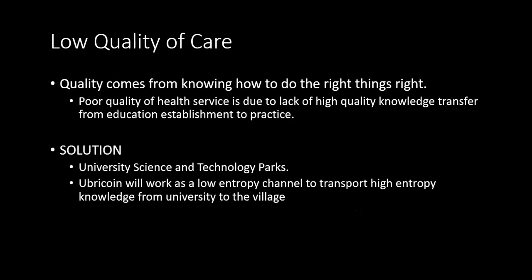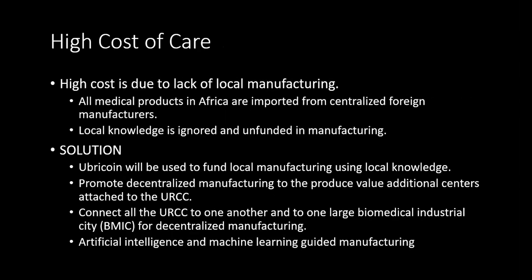The second problem is the low quality of healthcare. High quality comes from doing the right things right, and there is so much information in our learning institutions that does not find its way out of the institutions. This means that if everyone implemented what they learned in the universities, there would be high quality of care. The solution is to use Eubricoin as a low entropy channel to transport high entropy knowledge from the university to the village.